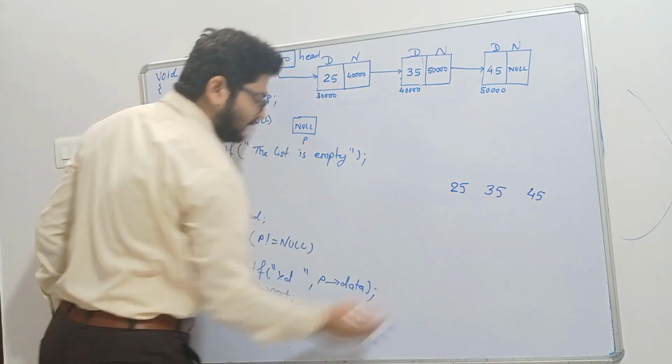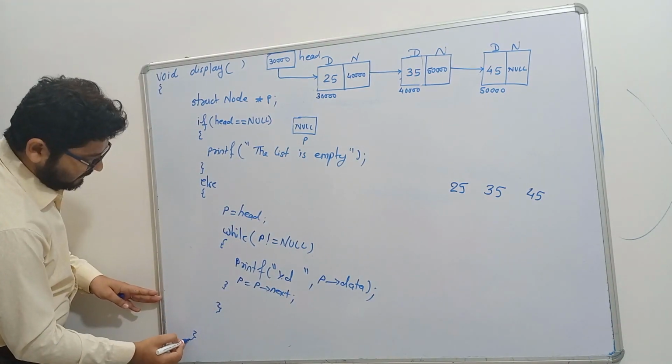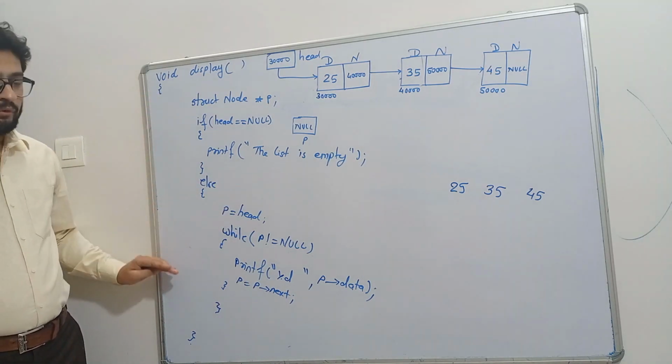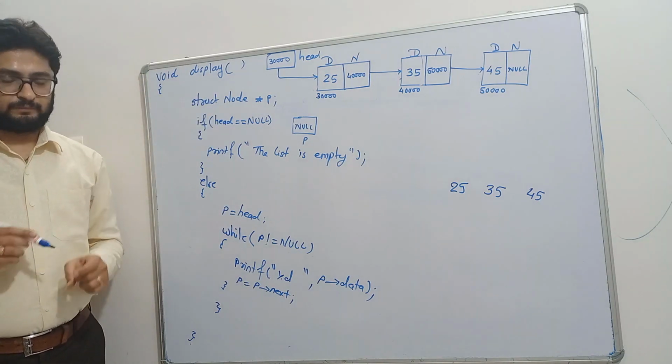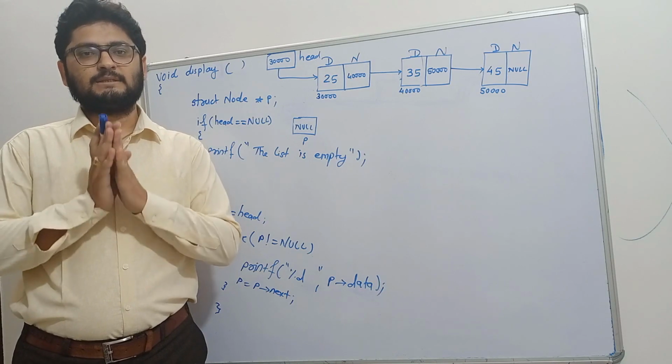All the nodes are already printed. So here we will end the else part and here we will end the display part. So in this way, this is nothing but the C code of displaying all the elements of a linked list. Now we will see how the length of the linked list is found out.